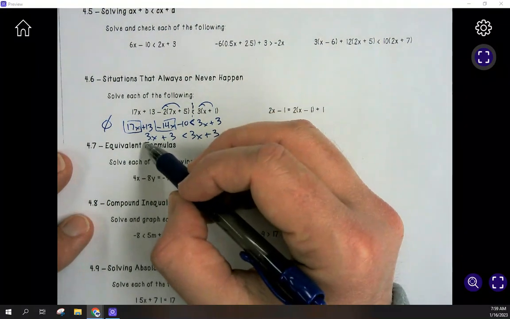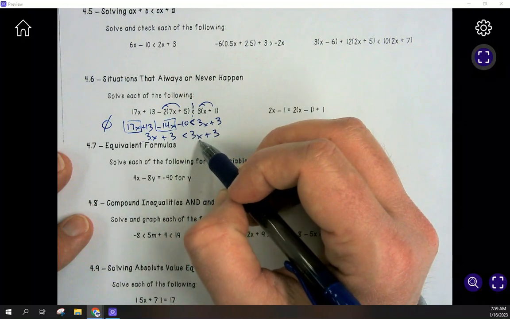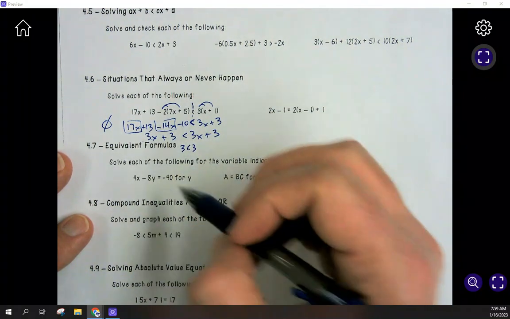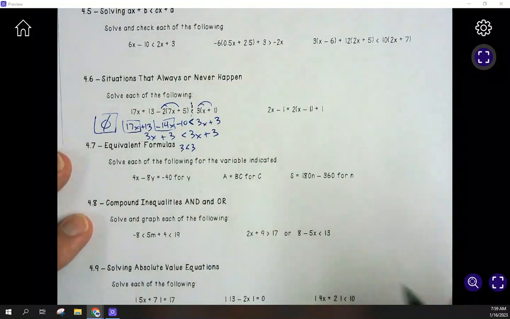You could go a step further and minus 3x from both sides. If you did that, you'd end up with 3 is less than 3, which is not a true statement again, and that's why it's no solution.